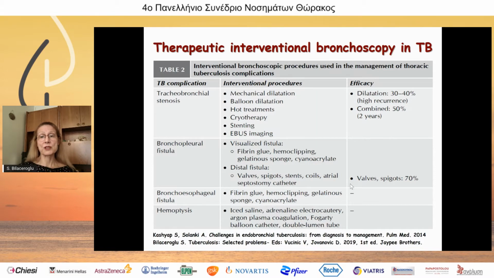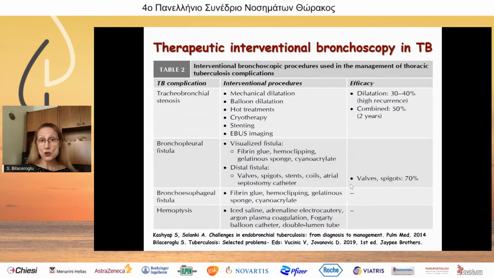Unfortunately, after the procedure, stenosis can recur and we have to repeat the procedures. However, if we combine, say, dilatation with hot treatment or cold treatment, and then, if necessary, stent the patient for at least 1 year, the recurrence can be less and the combined efficacy can increase to 50%. Bronchopleural fistula, we have to know whether it's a visualized fistula or not.